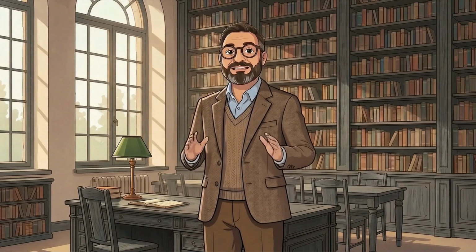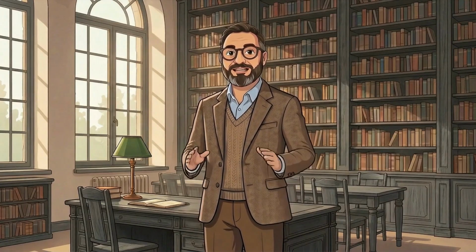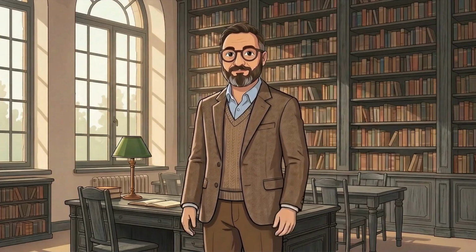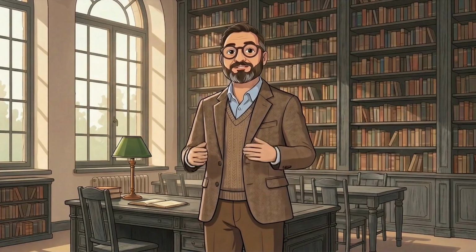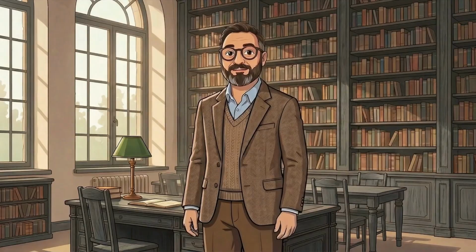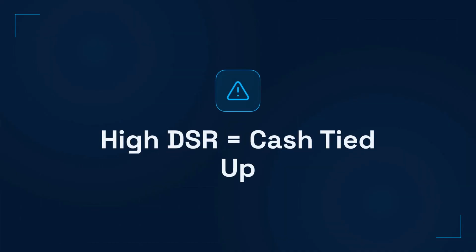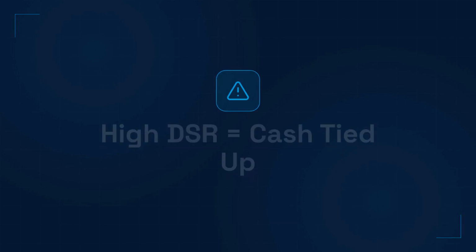From that, we get days sales in receivables, or DSR. A lower DSR means customers are paying quickly, which is exactly what we want to see for healthy cash flow. A higher DSR means cash is tied up longer, and the company may need more outside capital to support operations. It's a red flag for efficiency.